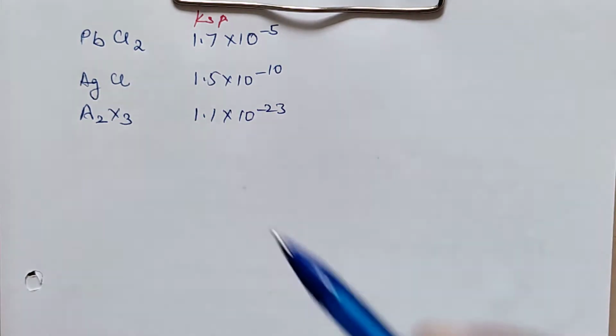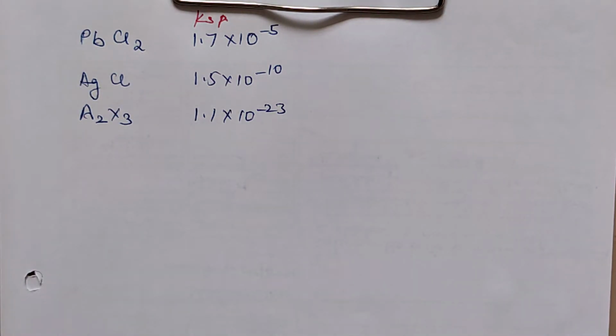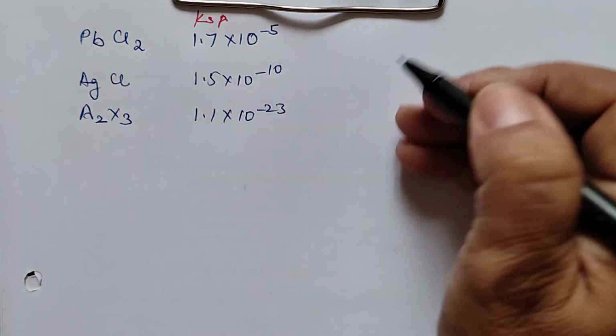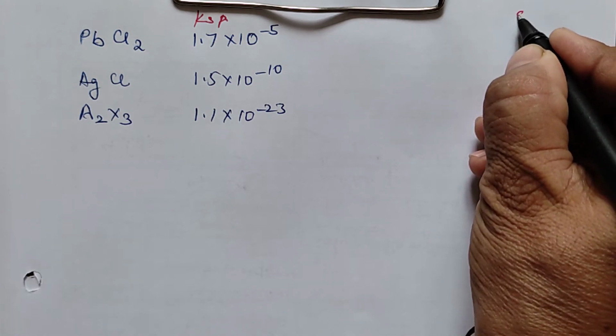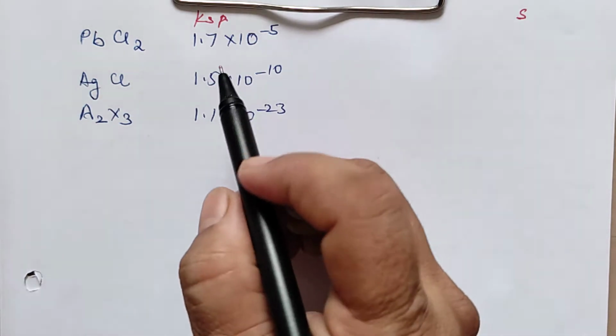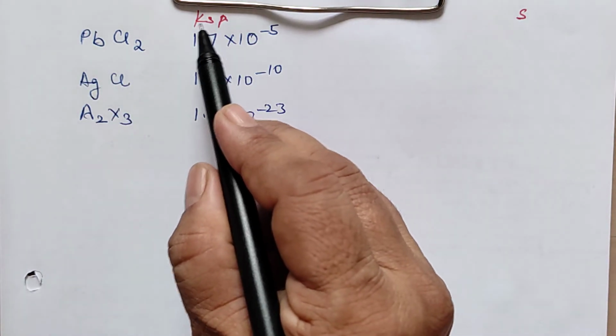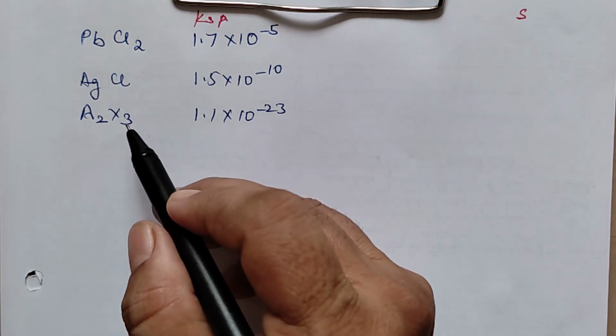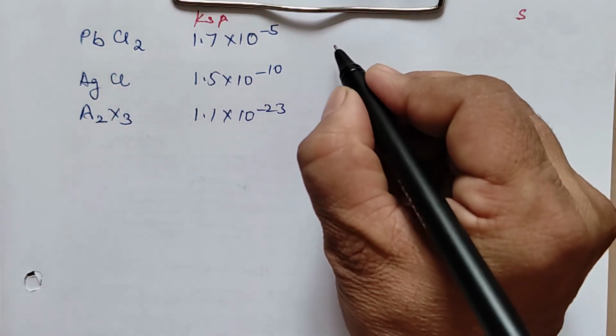Suppose these salts they have given, PbCl2, AgCl, some salt A2X3, and these are the Ksp values known to you, and the question is calculate the solubility. This is to be calculated. So what will you do first? You will form a relation for them. This is AB2 type, this is AB type, and this is A2B3 type. Okay, so you will form a relation.